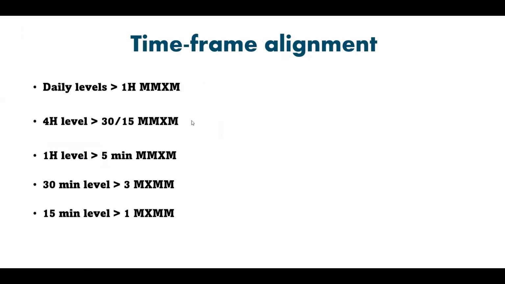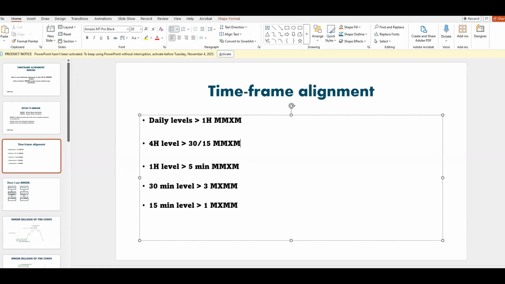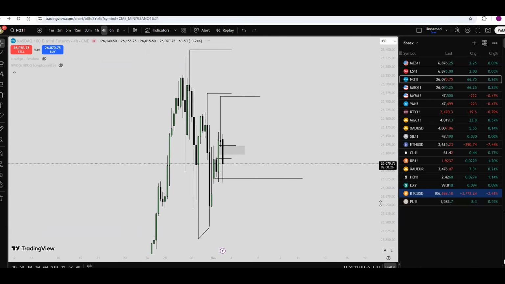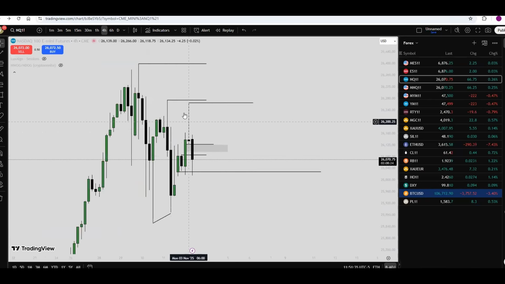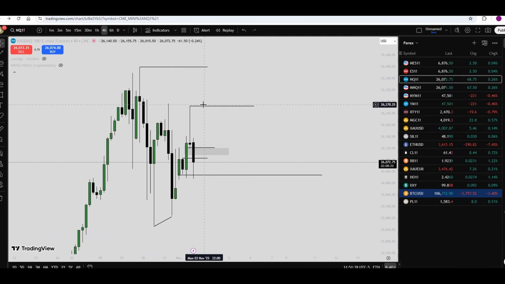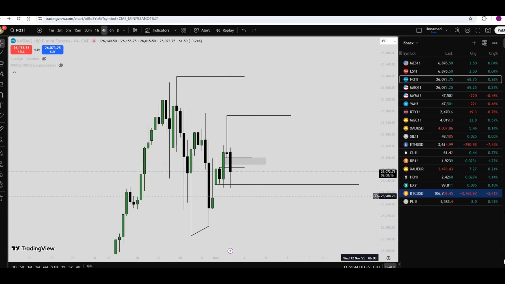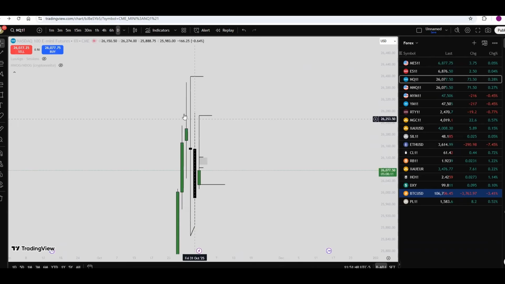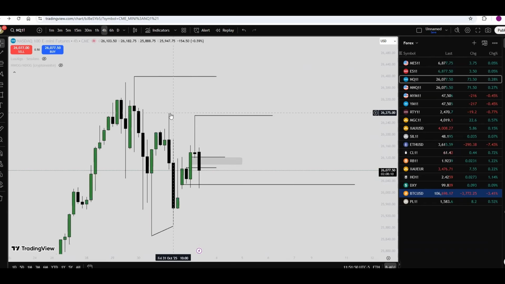30 to 15 minutes market maker buy model. What does that mean? 4 hour level, right? What is the 4 hour level here? Just imagine we swept this, right? Just imagine we swept. So that is the daily level, but that is also a 4 hour swing high. Make sense?